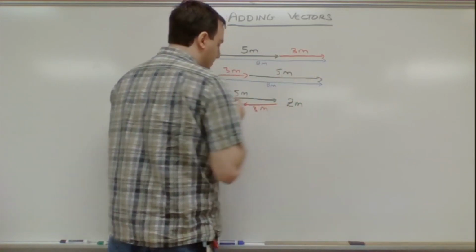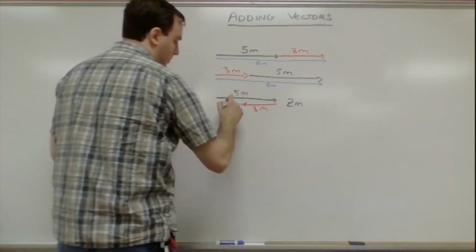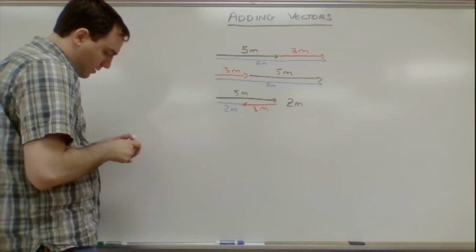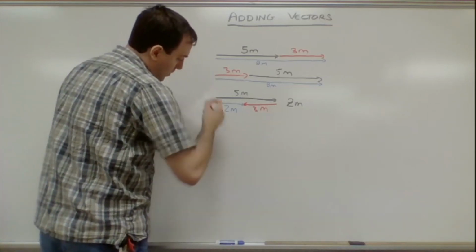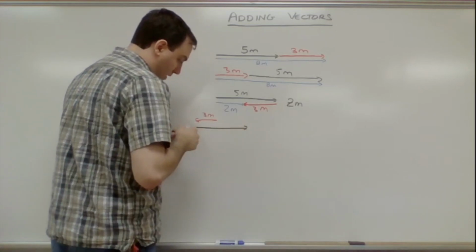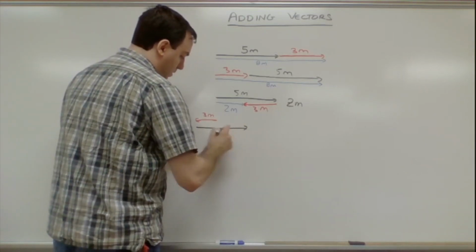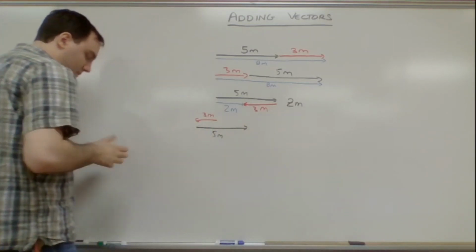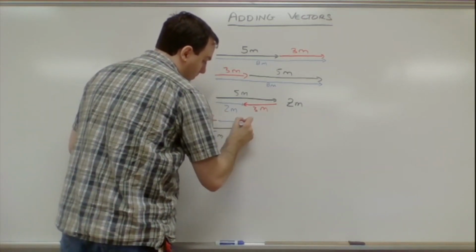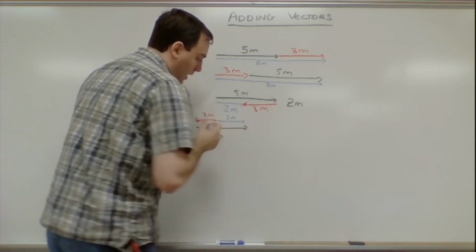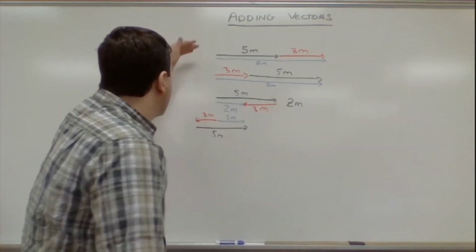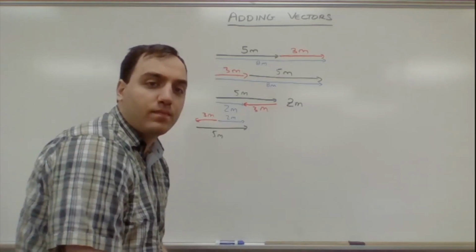And if we flip the order again, even though we go left 3, right 5, it still adds to 2. Okay. Easy peasy, simple math. The net result is just drawn as is.